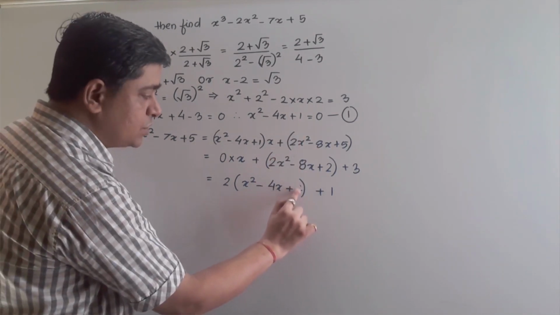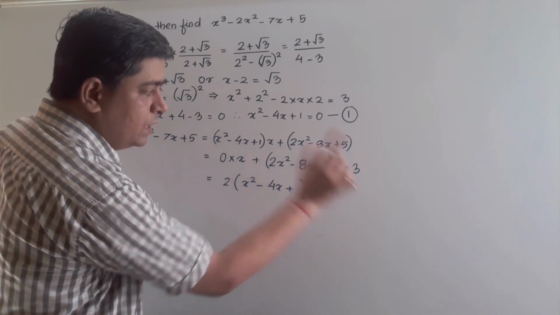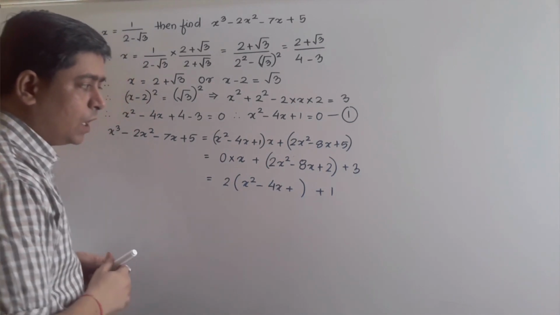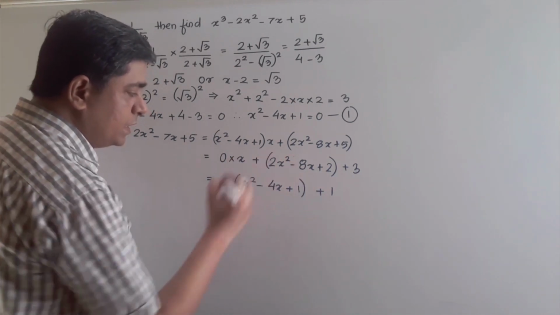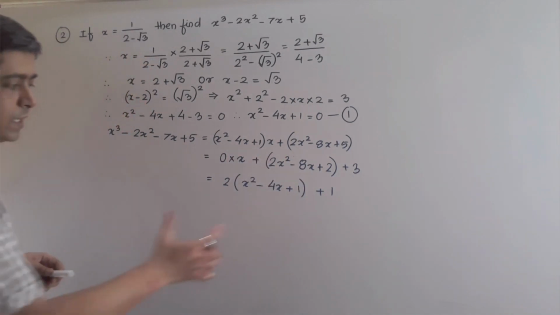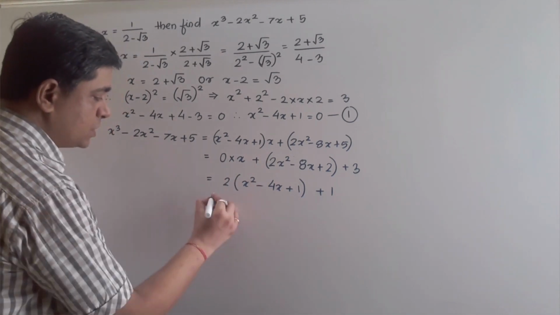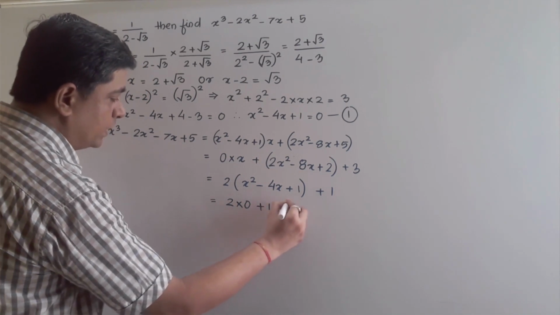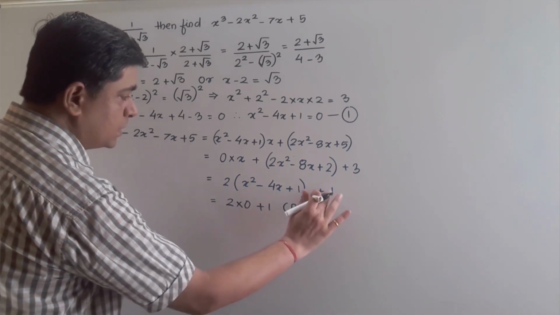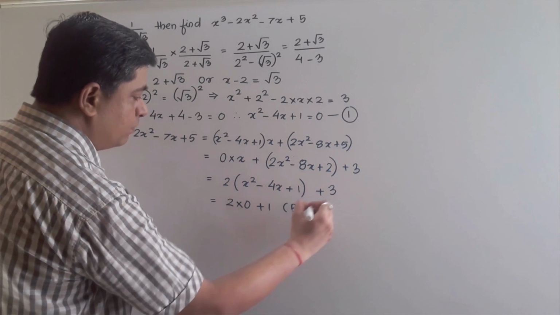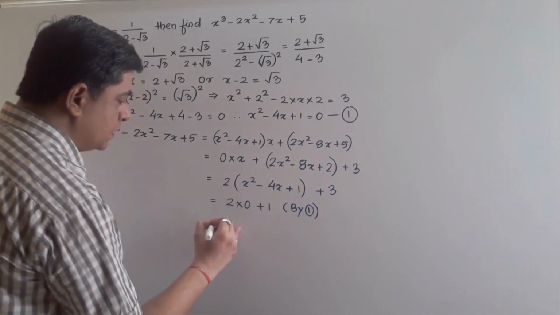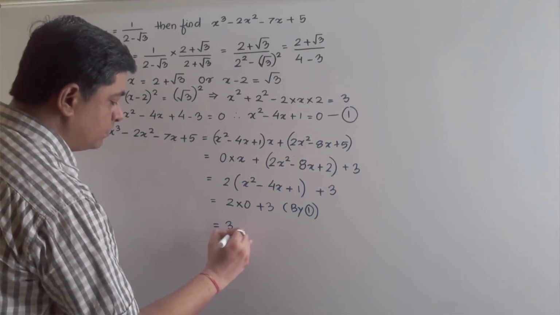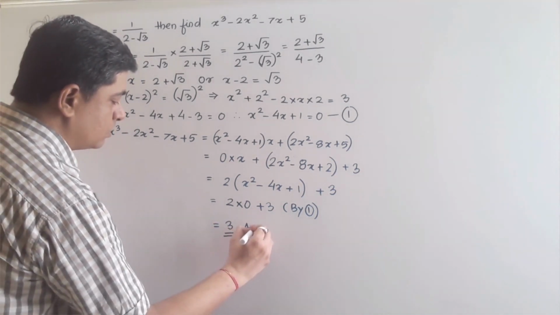So I will make one change. Here I kept 2 and 3 I am keeping out. Again 2 plus 3 will become here 5 only. Now if you take common, it will remain here 1. And again I put up the value of this bracket. This will become 2 into 0 plus 1. We can say with the help of, plus 3. So with the help of equation number 1, 2 into 0 plus 3 will be equal to 3. This will be the answer of the given question.